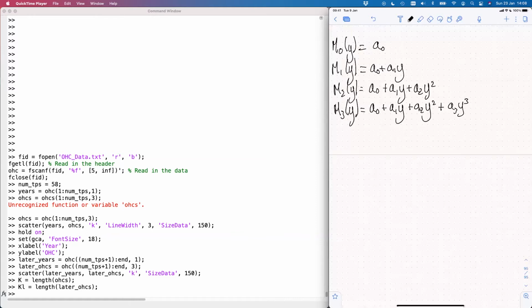I'm just going to write down here parameter counts for each of these models because we'll need them later. So model number 0 has a parameter count n0 of 1. It's got one free parameter, a0. Model number 1 is 2, a0 and a1. N2 is 3, and N3 is 4.